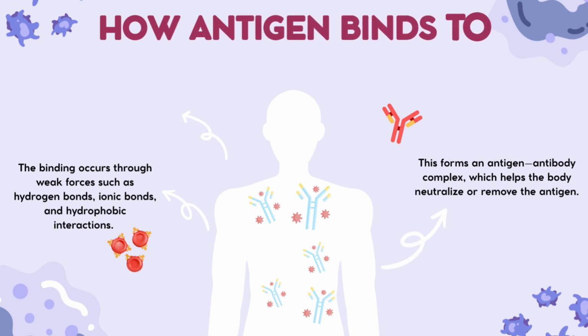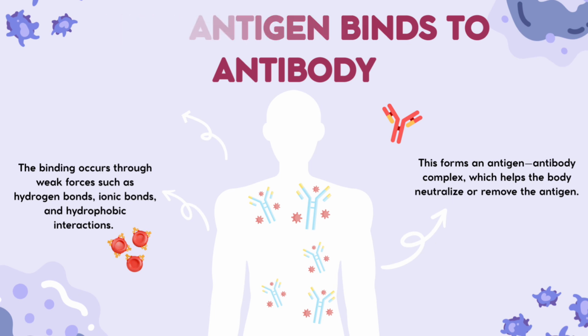How antigen binds to antibody. An antibody binds to a specific part of an antigen called the epitope, like a lock and key. The binding occurs through weak forces such as hydrogen bonds, ionic bonds, and hydrophobic interactions. This forms an antigen-antibody complex, which helps the body neutralize or remove the antigen.